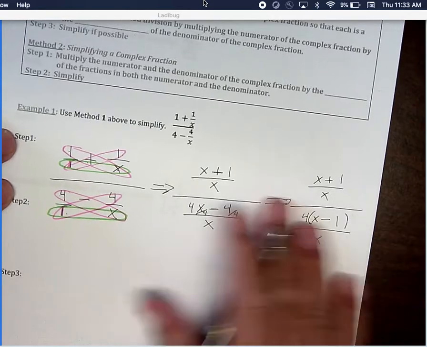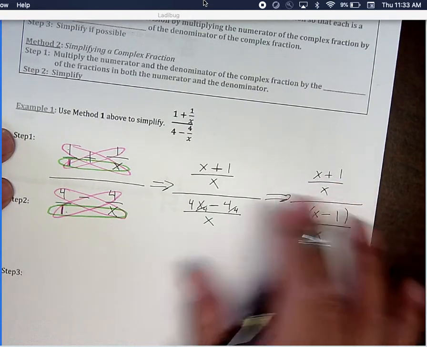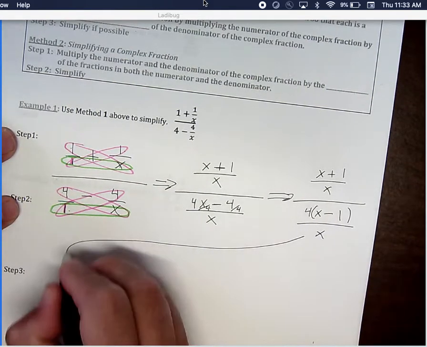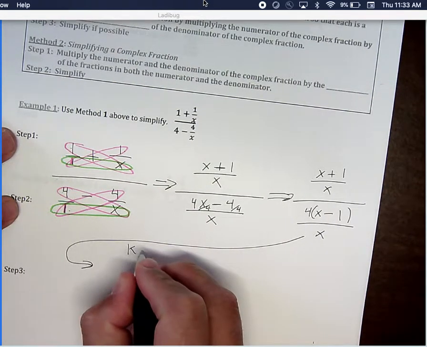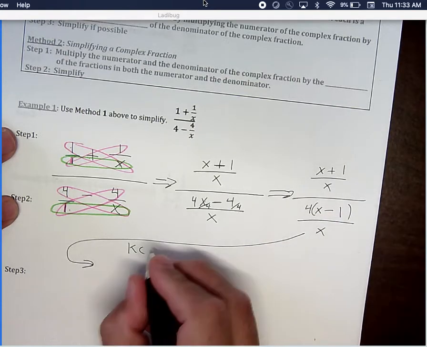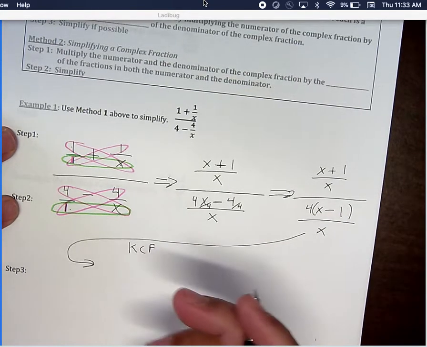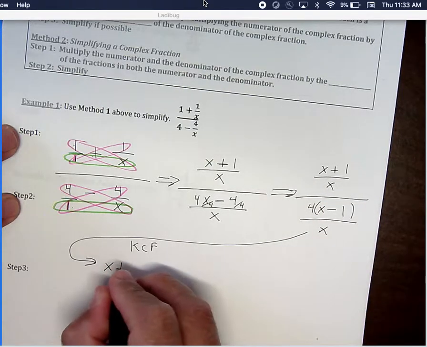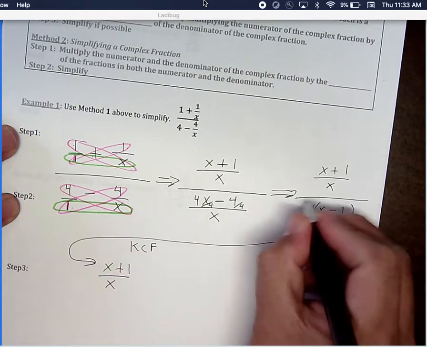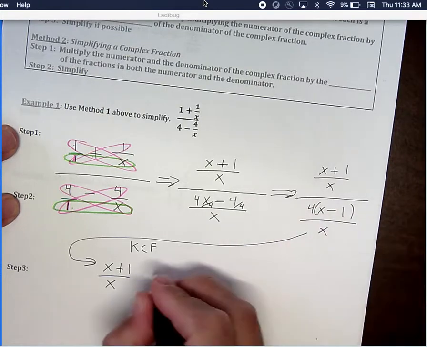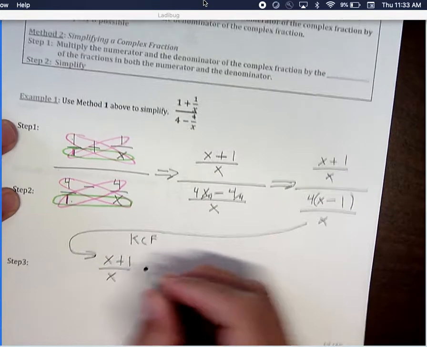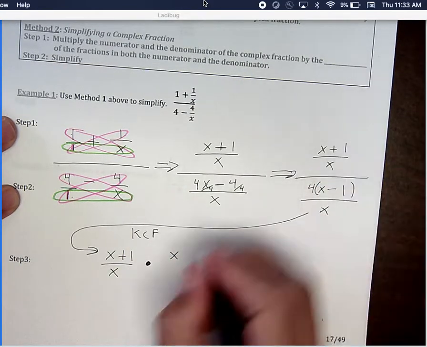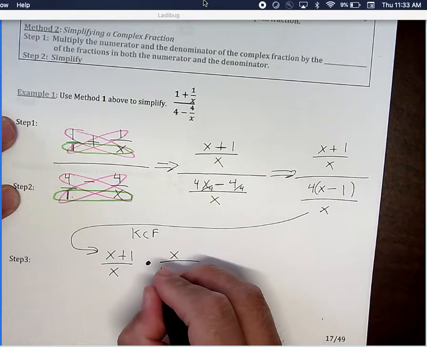Okay, so now it's just two rational numbers being divided, so it's not as complex as this anymore. So this is where you do the KCF, because this line means division. You can actually do the KCF. Keep, change, flip. So I'm going to keep the top part. I'm going to change this division into multiplication. And I'm going to flip this one. So the x would be on top, and this would be on the bottom.